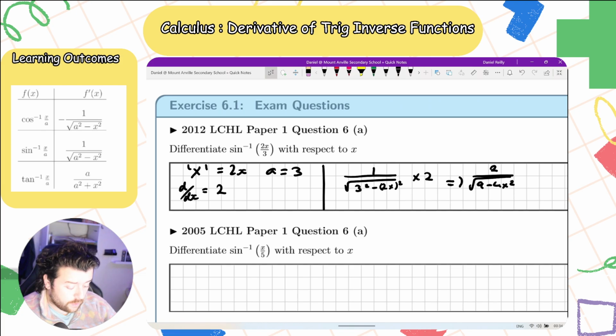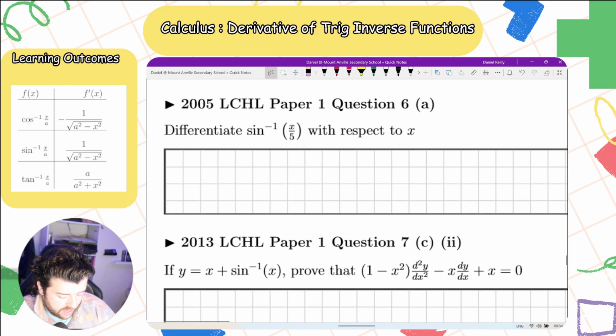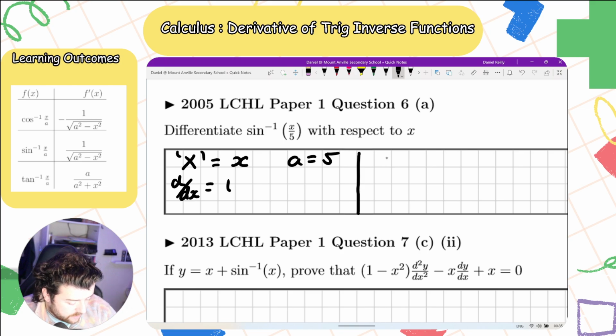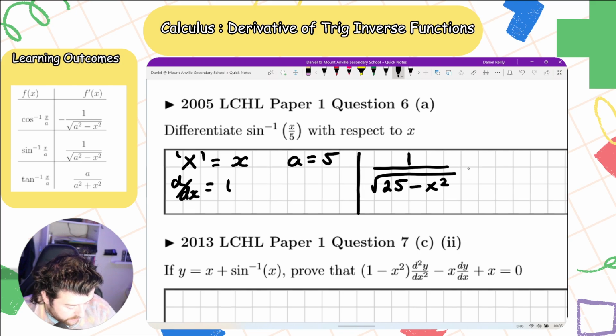Easy peasy, lemon squeezy. Next one, 2005: sine inverse of x over 5. Well, x is going to be equal to x, and a is 5. The derivative here is equal to 1. So it is going to be equal to 1 over the square root of a squared, 5 squared, which is 25, minus x squared, multiplied by the derivative, which is 1. That's my final answer right there. Stunning.